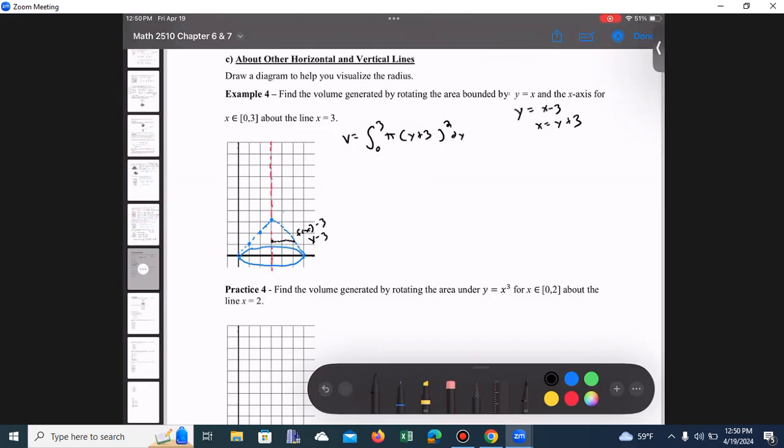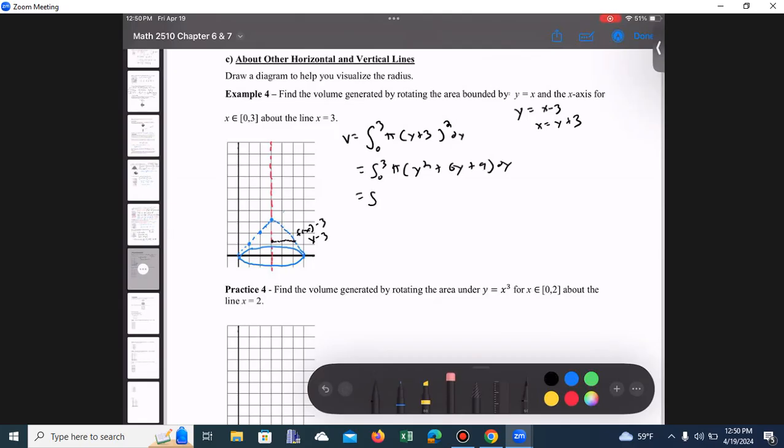So that goes from the function around and bringing this around x equals 3. Our limits still go from 0 to 3 because that's where the y-axis will go. Right, so we'll integrate this. Well, we'll simplify this first. 0 to 3 pi (y squared + 6y + 9) dy.